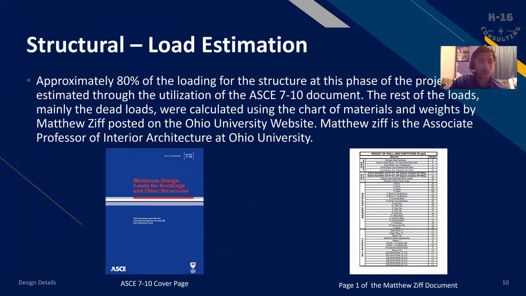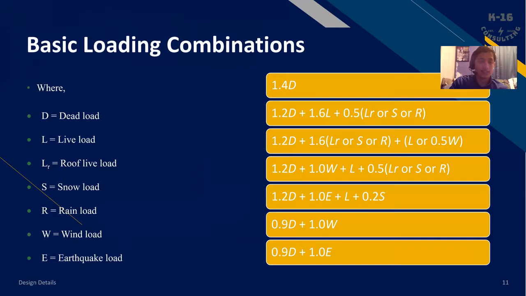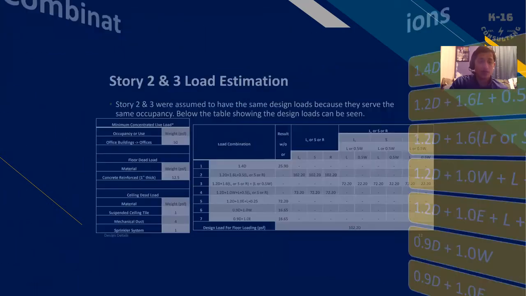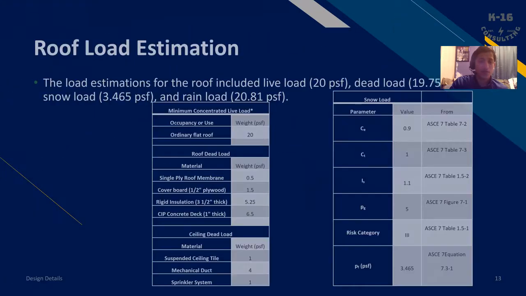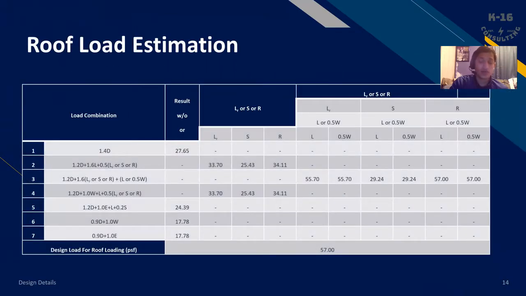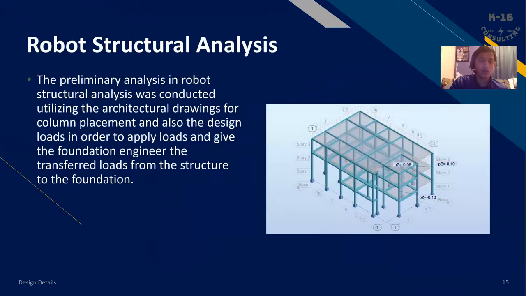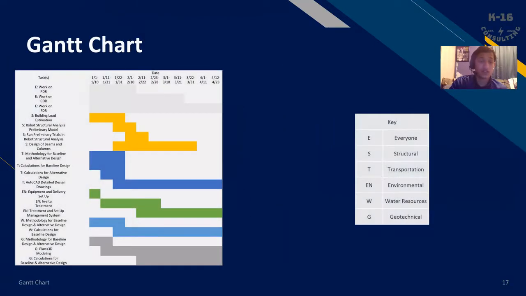The load estimation was calculated through the ASCE 7-10 and a page by Matthew Ziff, or pages that had weights of different materials. And we used the basic loading combinations in the ASCE 7-10. And here are the story 2 and 3 load estimations, which the final result can be seen here. The roof load estimations and the roof load estimations with the basic combinations. We used Robot Structural Analysis for the preliminary analysis of the structure, and here are the results that were given to the foundations so that he could design the foundation.